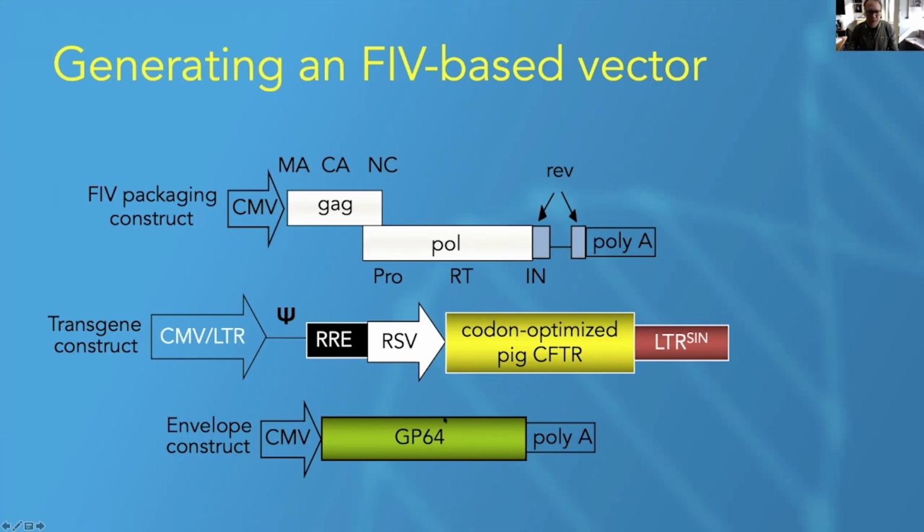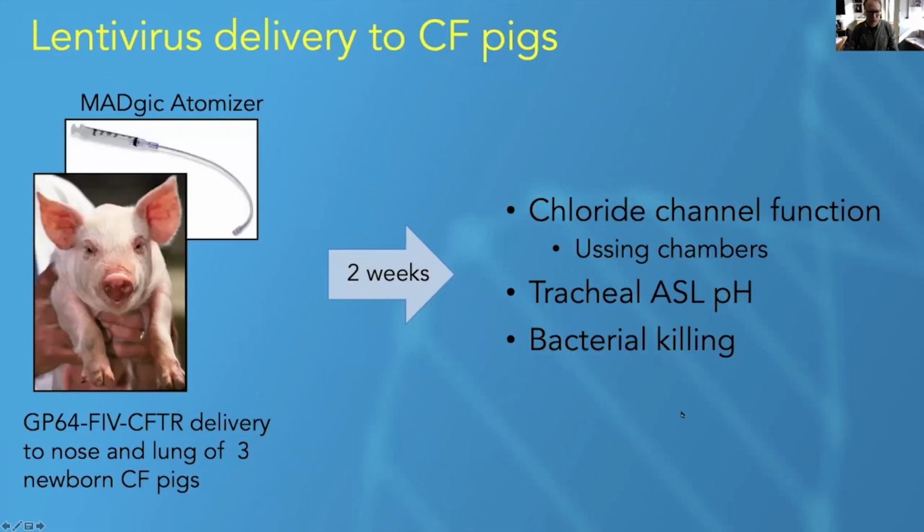And we used the GP64 envelope glycoprotein. This is from baculovirus, and we've published several papers showing that GP64 confers good airway tropism to the lentivirus. So we used this vector and delivered it to pigs, using a magic atomizer in this case instead of the microsprayer. We found that if you passed lentivirus through a microsprayer, it basically killed the titer.